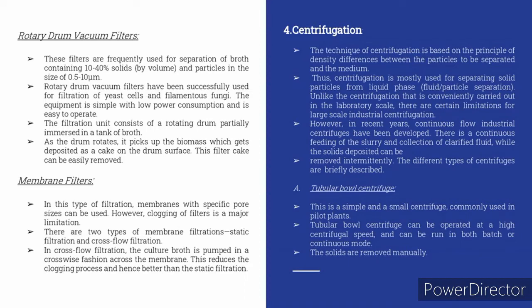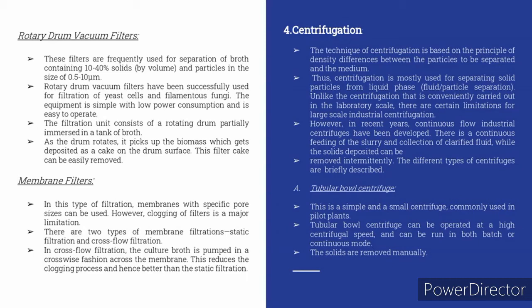Rotary drum vacuum filters are the third kind of filters. These have been used for the separation of the broth containing 10 to 40% of solids by volume and also the particles which are in the size of 5 to 10 micrometers. These filters have been successfully used for the filtration of yeast cells and filamentous fungi.